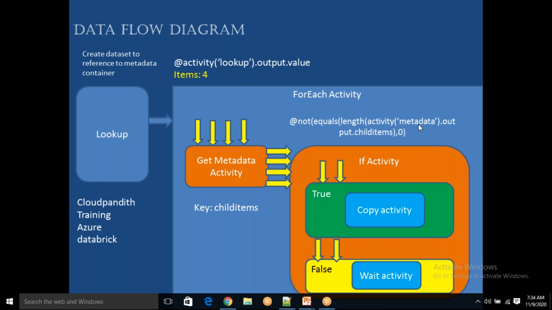Now you see the expression activity metadata.output.childItems. I am asking for the length of this array. Child items gives an array of items, and the length may return based on the number of files we have. Let's imagine we have 2 files. Now the length is going to be 2. Here we have another parameter, 0. So 2 comma 0: you are checking equals, whether 2 and 0 are equal or not. It's not equal, so it will return false.